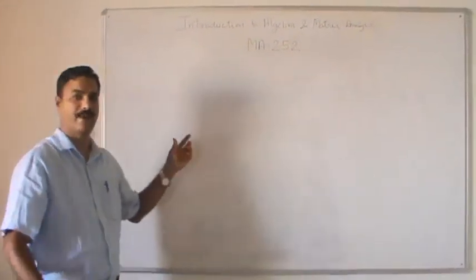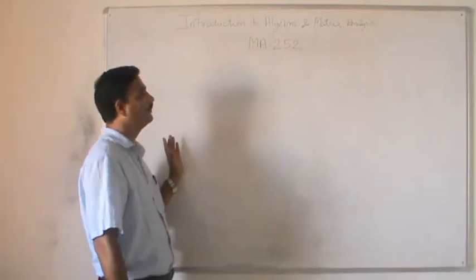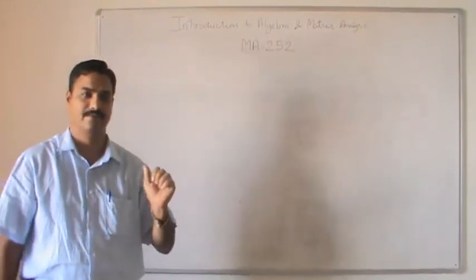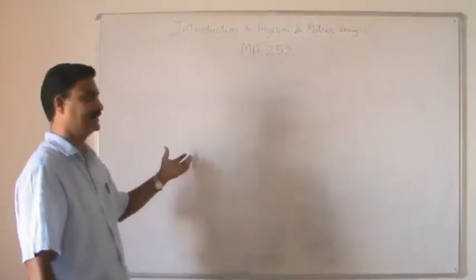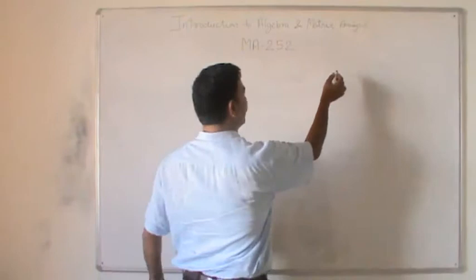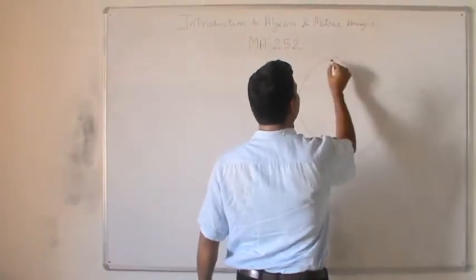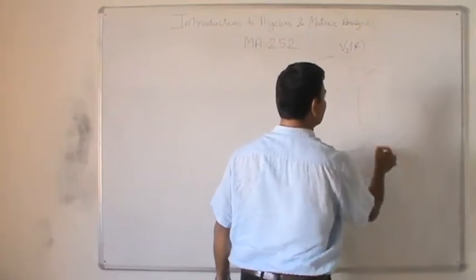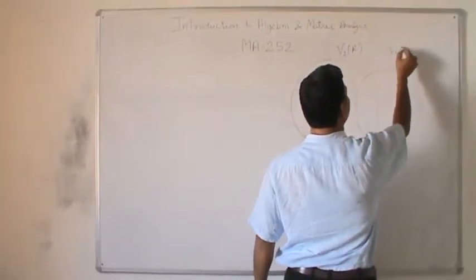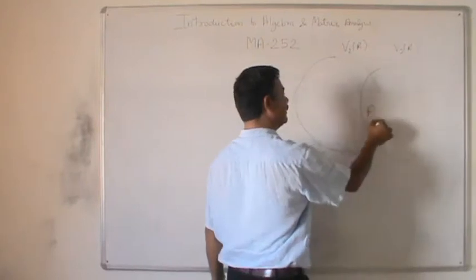Now we discuss the second part of the question, in which we have to find the range space, null space, nullity and rank of this linear transformation T. So again we draw the same diagram with V2R as the first vector space, and the second vector space is V3R, having a field R.